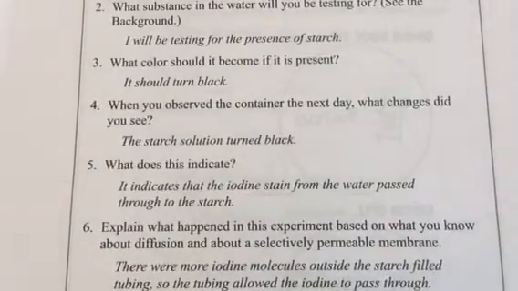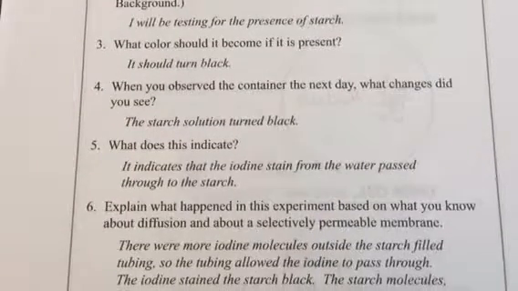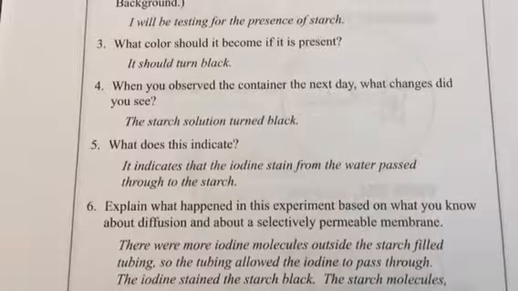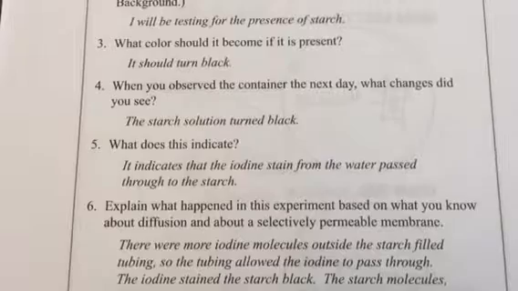When you observed the container, number 4, the next day, what changes did you see? The starch solution did turn a purple or a dark color. Number 5. What does this indicate? Well, it indicates that the iodine stained the starch, so it had to pass from the water through the membrane into the starch. It also indicated that the starch molecules were too big to get out of the semi-permeable tubing, so it stayed in the tube, and that's why that was black and the water was then clear.